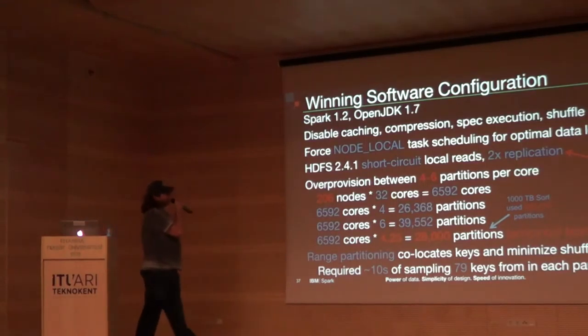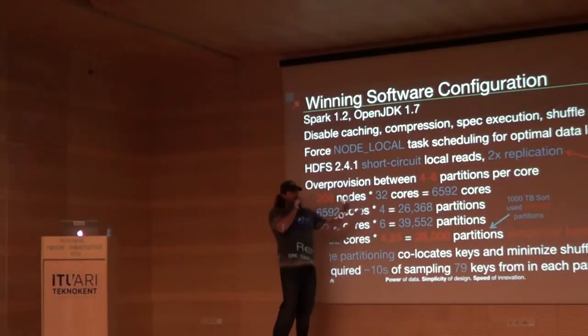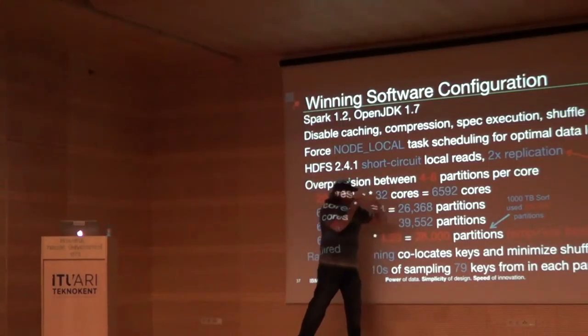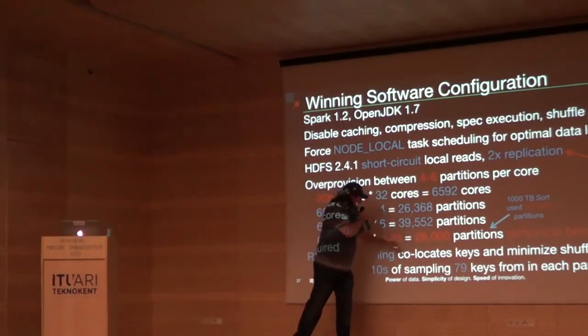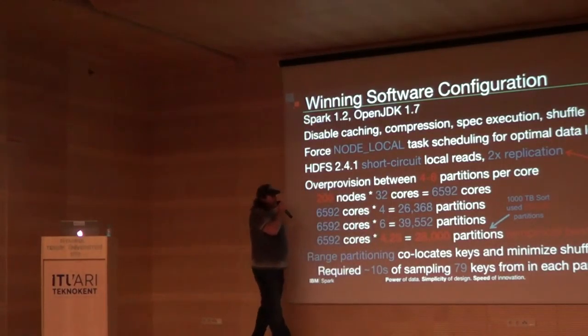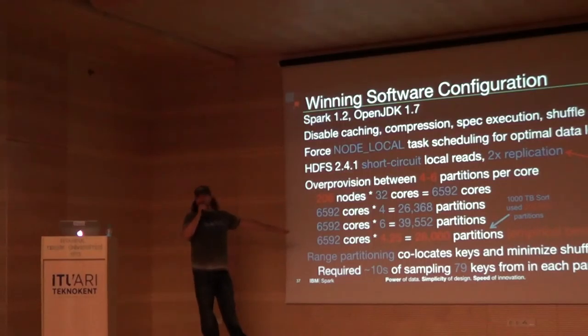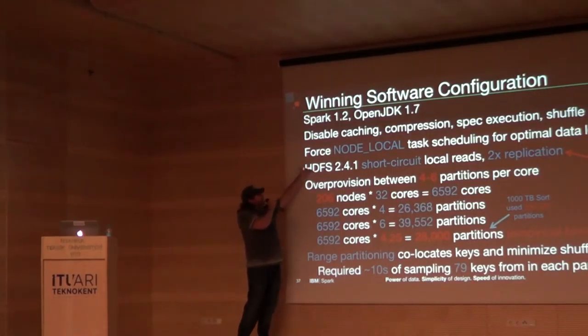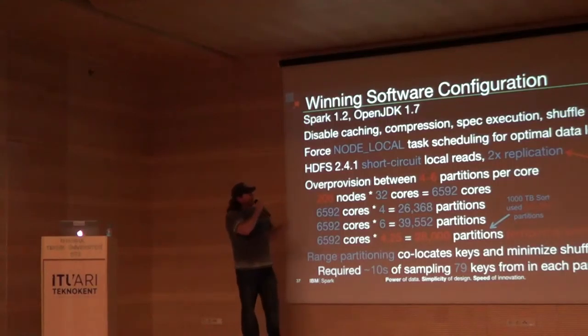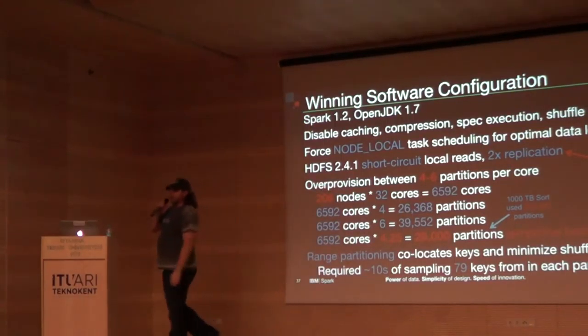This is important because when you're first pulling in this huge data set, you have to figure out the maximum number of partitions, because that defines where the data is going to be spread, right? They found through basic empirical testing that about 4.25 was the sweet spot for this particular setup. They're using the HDFS short circuit local reads, so that's bypassing a lot of fluff and going directly down to the data on the local machine. 2x replication, that's required by the Gray Sort challenge.